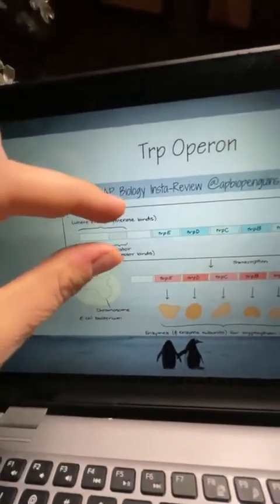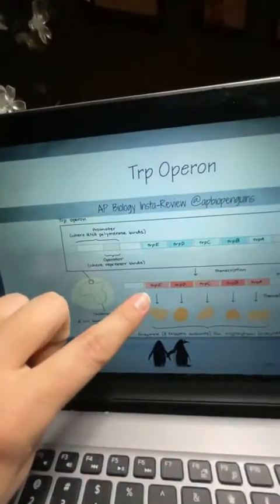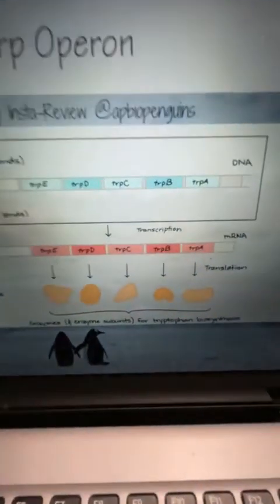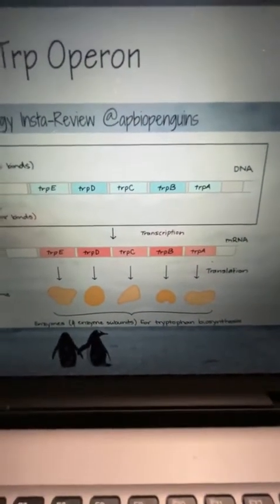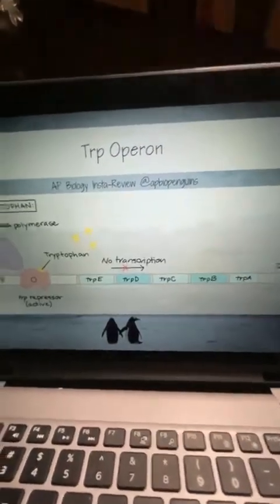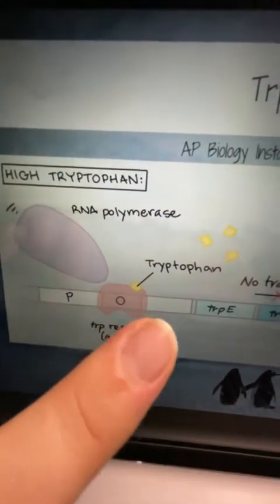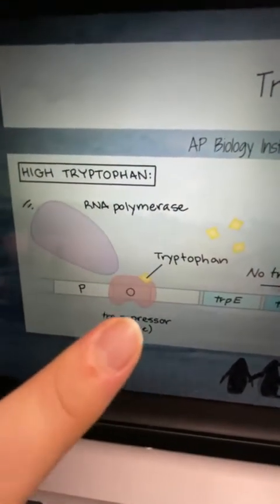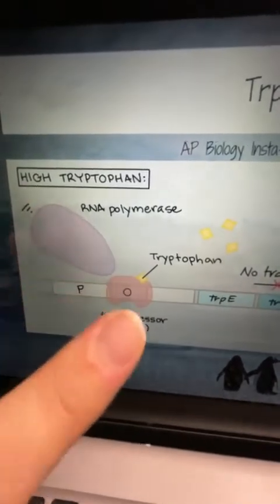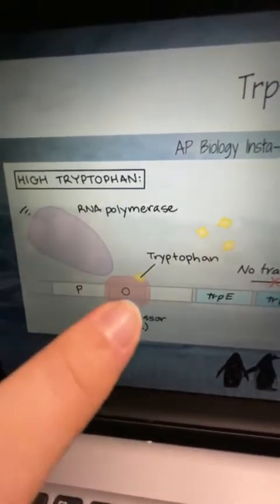So RNA polymerase can bind, and it can transcribe these genes, making my mRNA, which will then make my protein, which will allow me to make the amino acid tryptophan. And if tryptophan is present in high concentration, it is going to bind to my repressor. And by binding to my repressor, the repressor now binds to the operator. So RNA polymerase is unable to bind to the promoter region because there's this big thing blocking it, right?